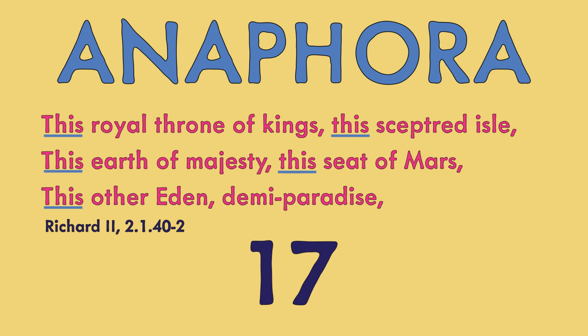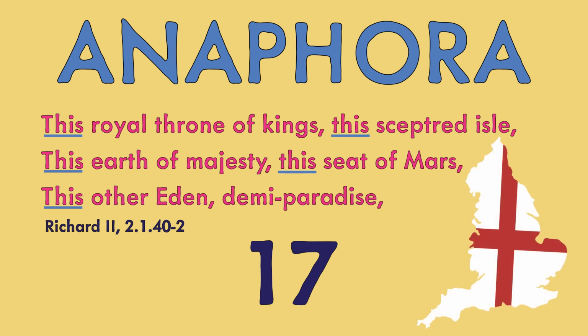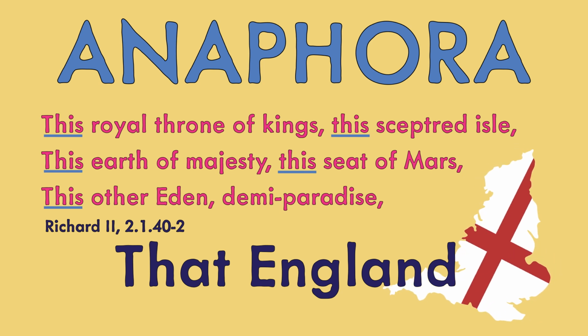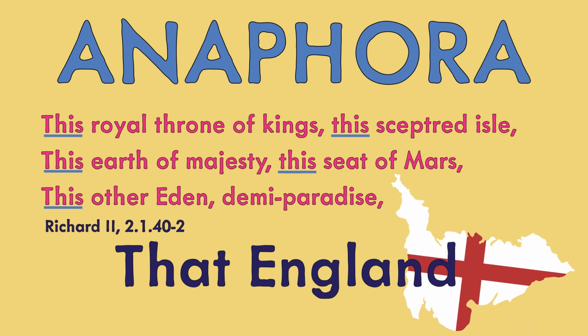It's to draw our attention to this very specific place, England, and the fact that it has been home to the most glorious of peoples. But the speech actually ends with his bemoaning the fact that this glory is in the past. The speech finishes, "That England, that was wont to conquer others, hath made a shameful conquest of itself." So England is no longer this glorious place, but has defeated itself because of Richard II's poor leadership.